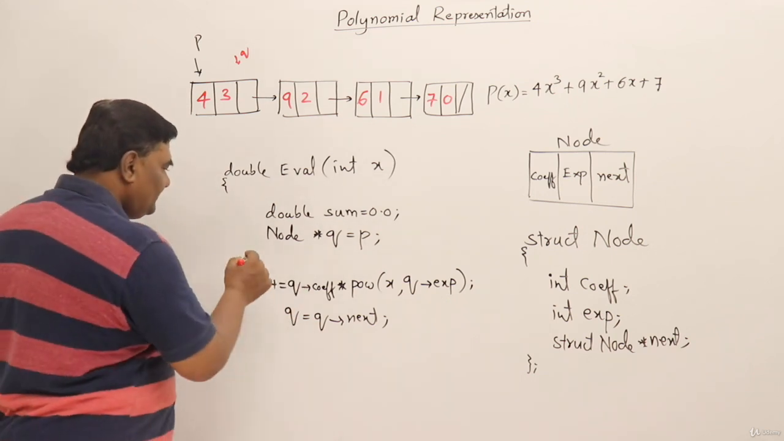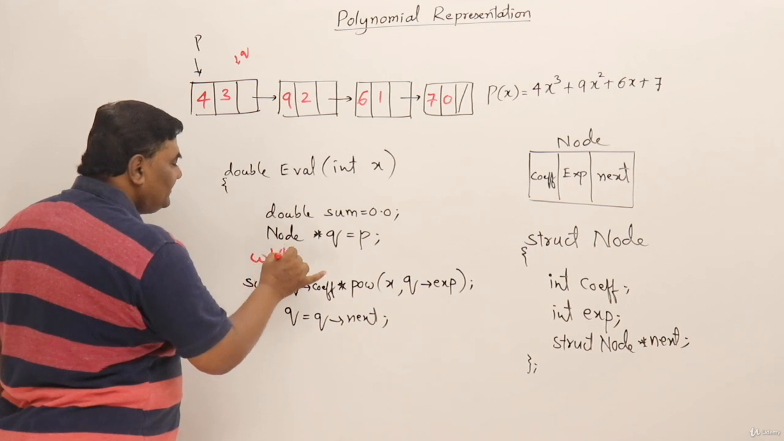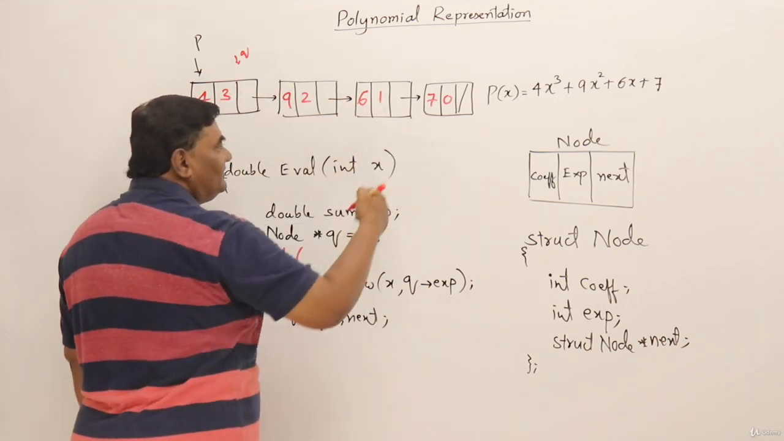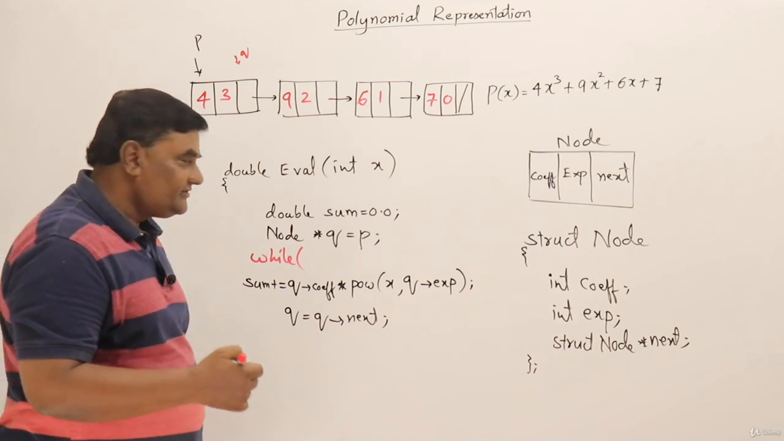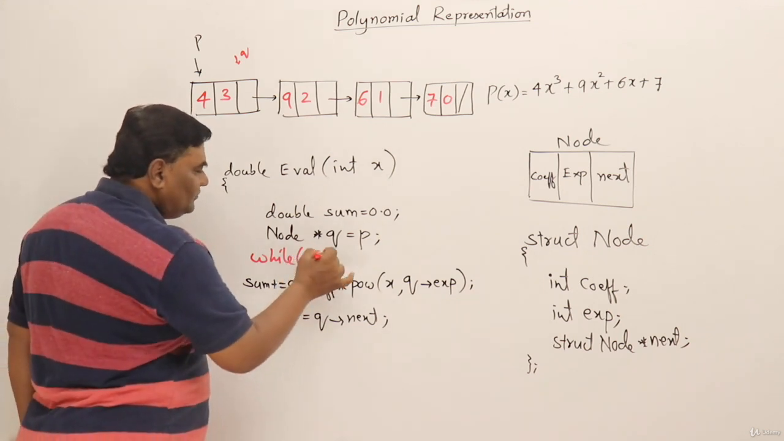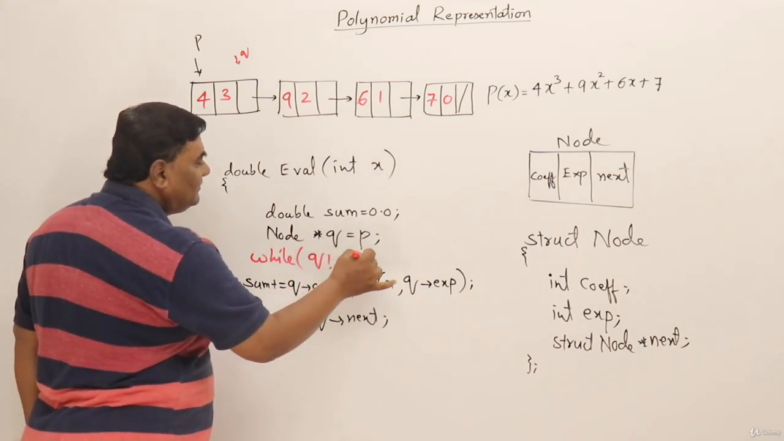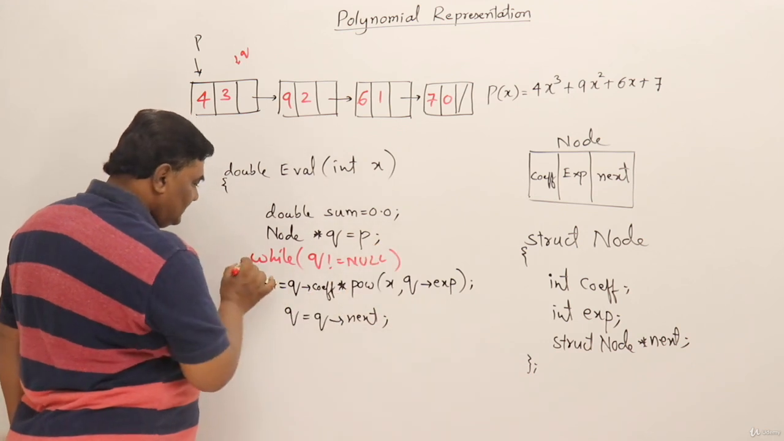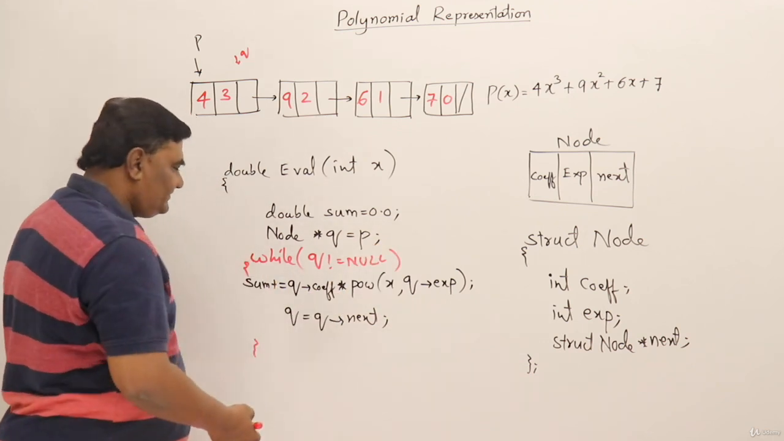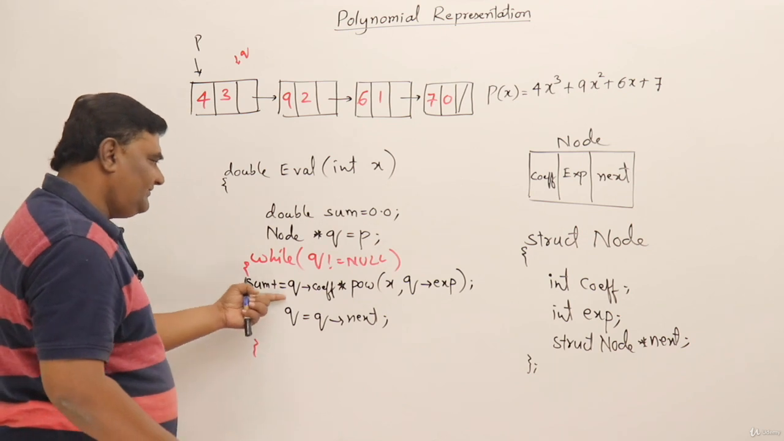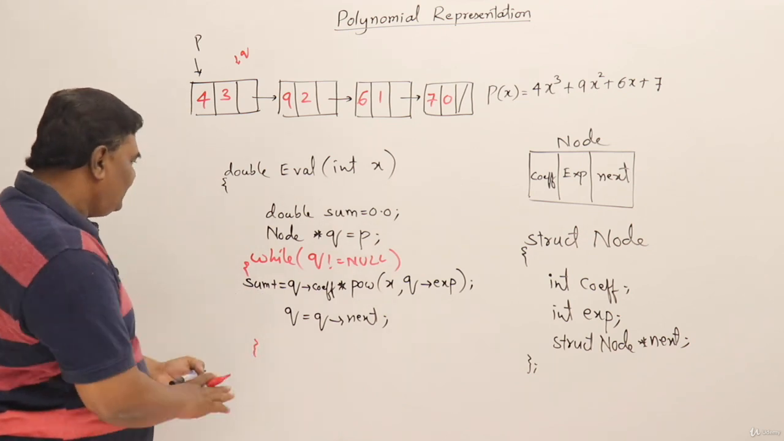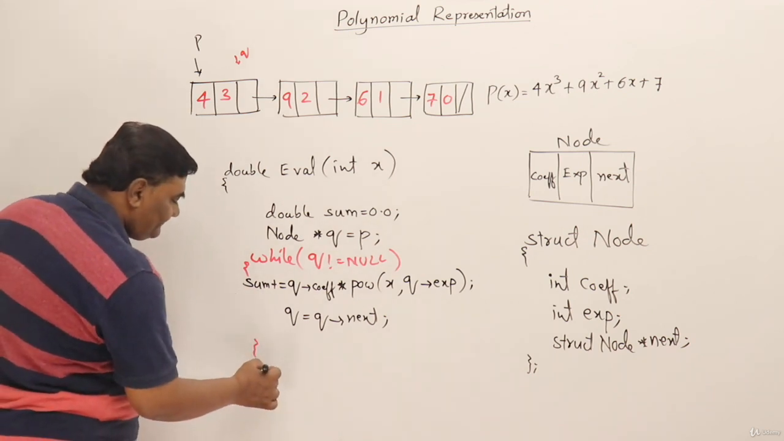So I have to repeat the same thing, which means it should be in a loop. So I will write a loop. How long should this loop work? Until q becomes null. So while q is not null. While q not equal to null. Continue these two steps. That's all. This will evaluate a term, move to the next term, then evaluate a term and move to the next term. Then finally return the result sum.